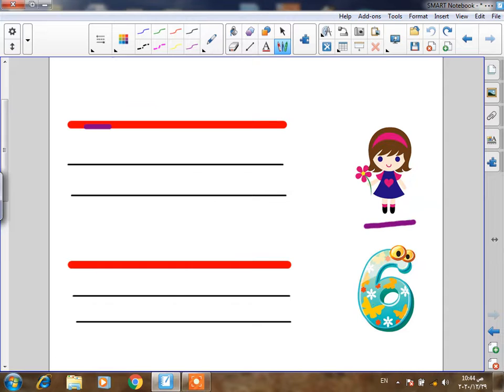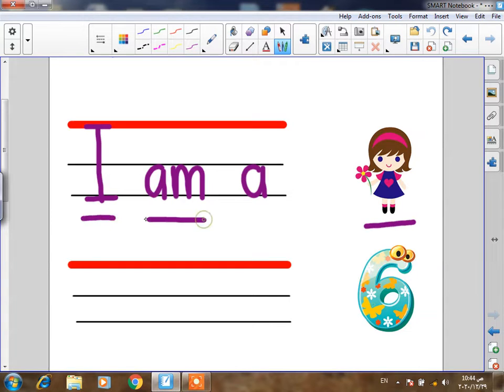I am. How do we write am? M. I am. Give a space and write am. I am a girl. If you are a girl, you will put a picture of a girl. If you are a boy, you will draw a picture of a boy.